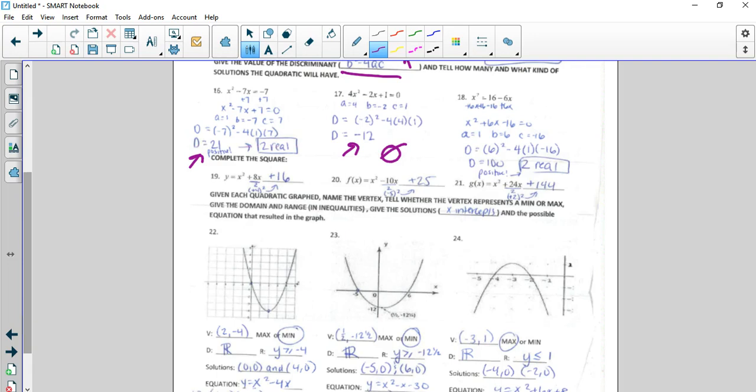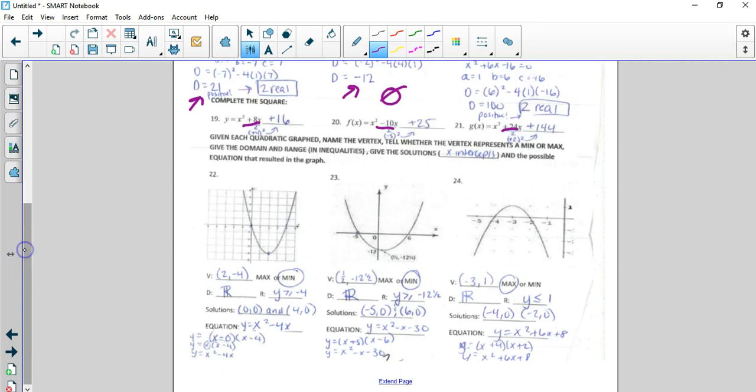This one, all you had to do was find out what that missing number would be. So remember, it's half of the middle number and then squared. So half of this squared is 25. Half of that squared is 144. Sorry, I got too excited about completing the square.